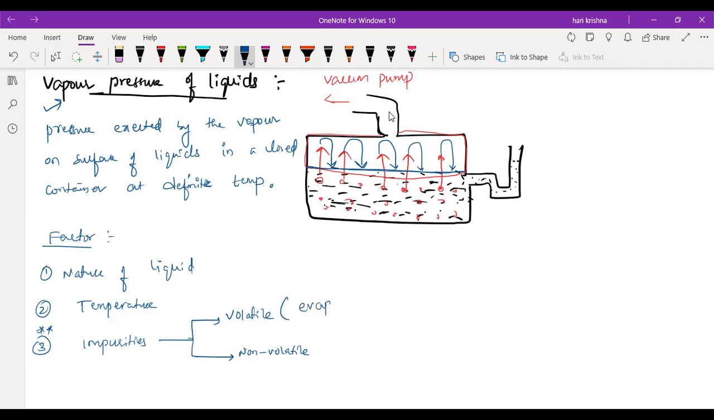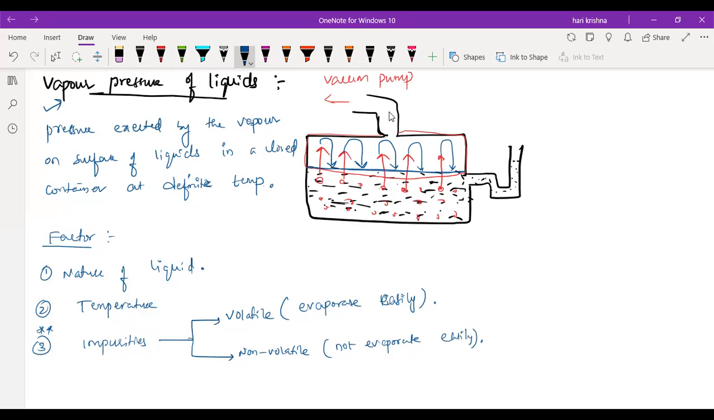Okay. Suppose if I have taken petrol in an open dish, what will happen? It will evaporate easily, right? But if you take water in the open dish, will it evaporate easily? It will take some time. So a volatile component is the one which will evaporate very easily, and a non-volatile component is the one which will not evaporate.